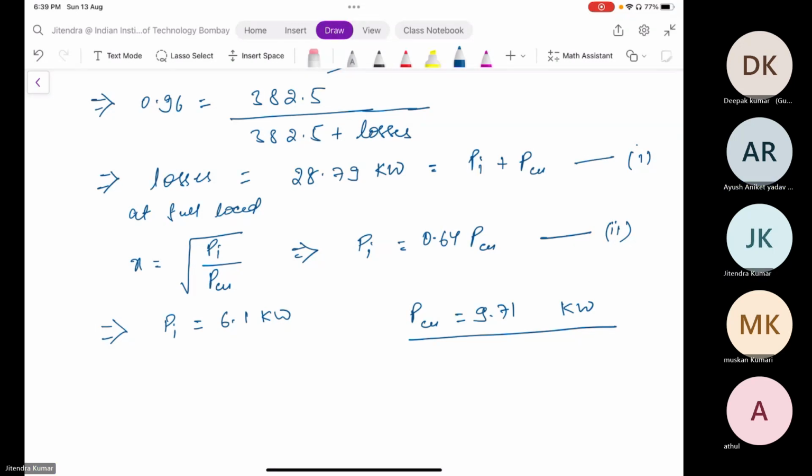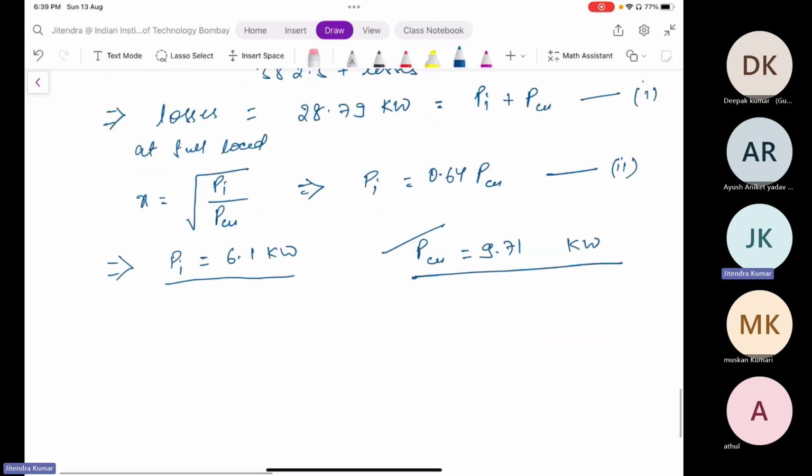Okay then. So we are done with the iron loss and copper loss. Now, since we have computed iron loss and copper loss, and we were asked to find out the rated iron loss and rated copper loss, this is the rated copper loss, and since iron loss does not vary with the load, it will be constant. It will be same throughout the load.